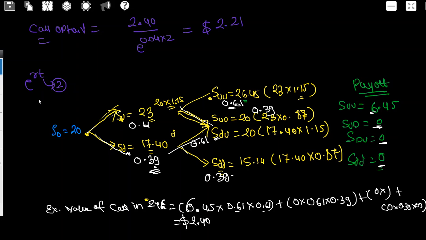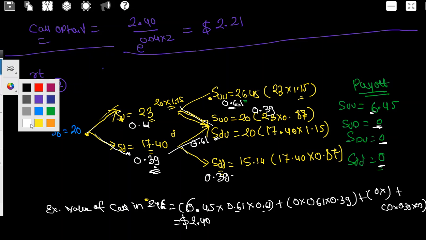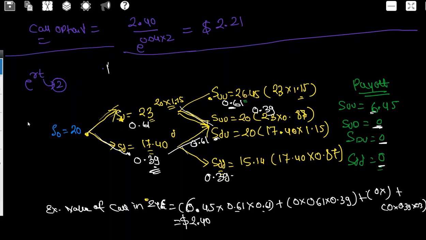Now what we have to do to find out the value of the put option is simply apply call put parity. By using call put parity, again in the last example I told you the formula for the call put parity: put is equal to call minus stock plus the strike price into e to the power RT. RT is 2 here.